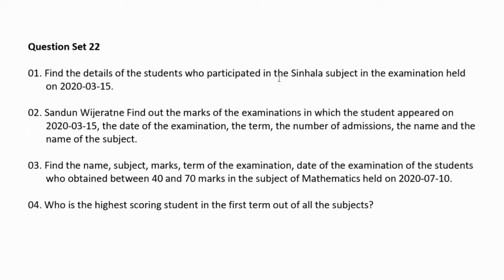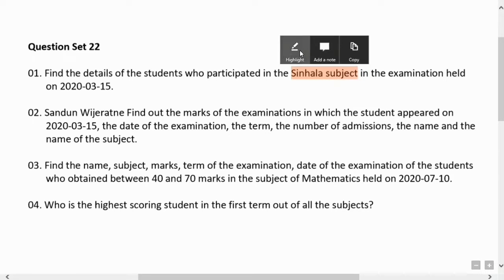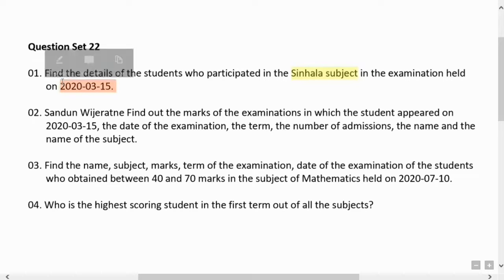Now we need to find the specific subject and specific examination date, and we need to find all the student details using these two conditions. We have the single subject as one condition, and we have the exam date as another condition. Now we need to find the student details. So let's find out.